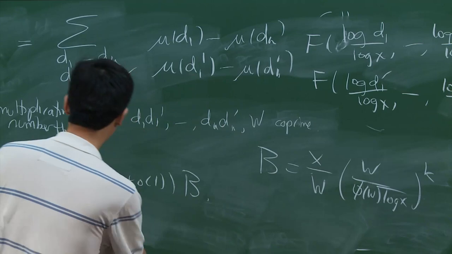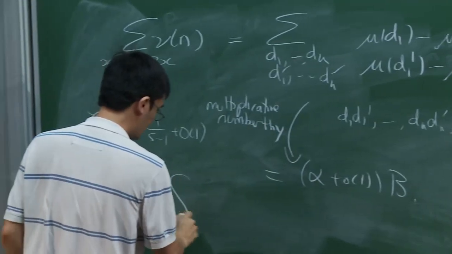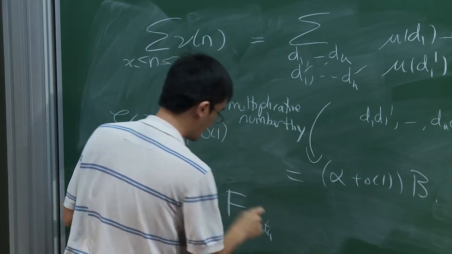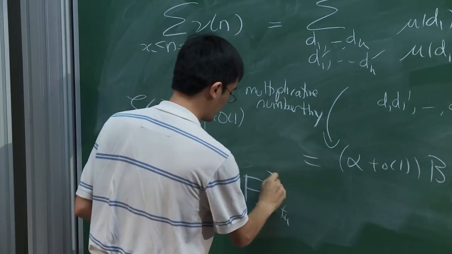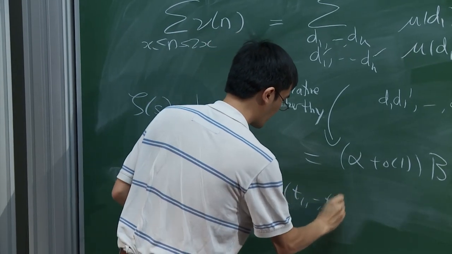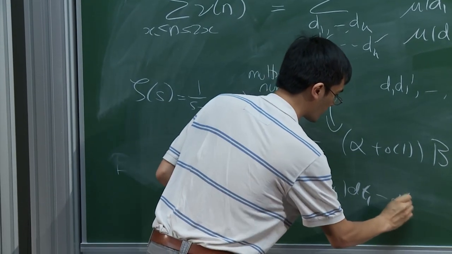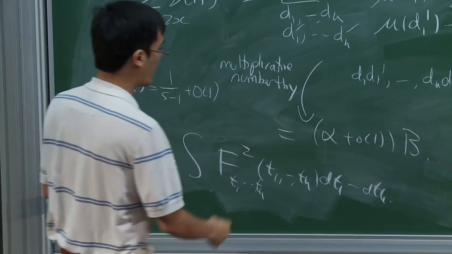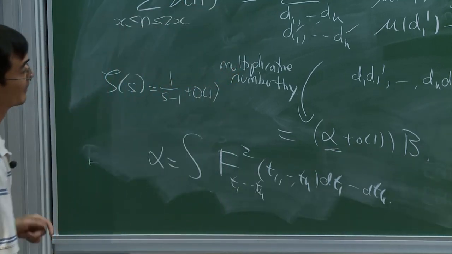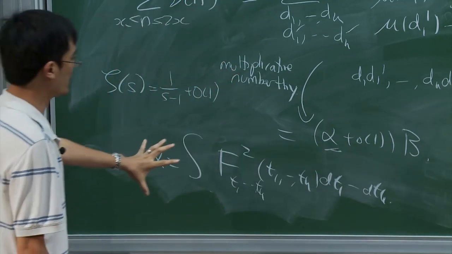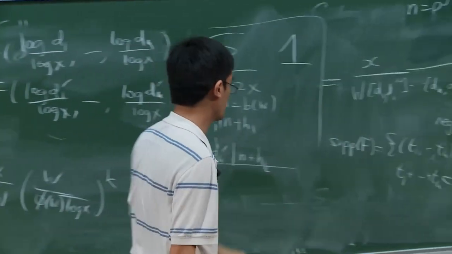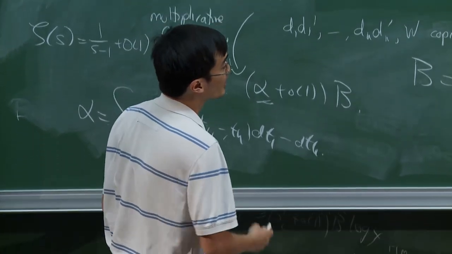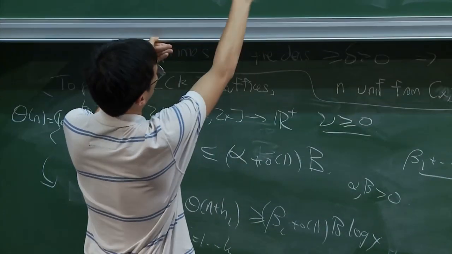B is a normalizing factor, and alpha is the integral of f differentiated once in each direction. You take a k-fold mixed derivative and you square it. So you get this particular quadratic expression in f, and that is your alpha. This will be the denominator in the Goldston-Pintz-Yildirim method. And you can do that as long as your support is not too big. So that's pretty easy. It's straightforward. This is like a page of calculation.